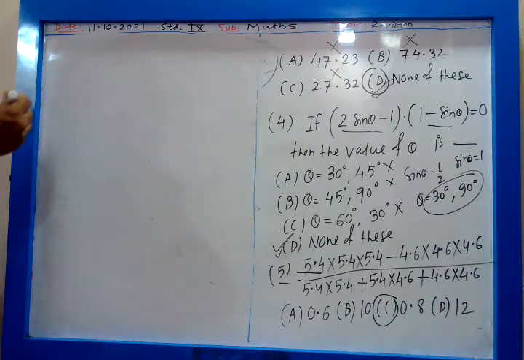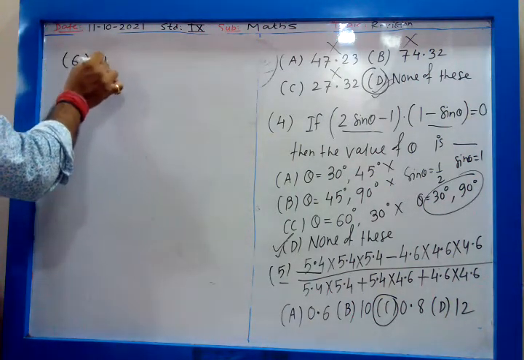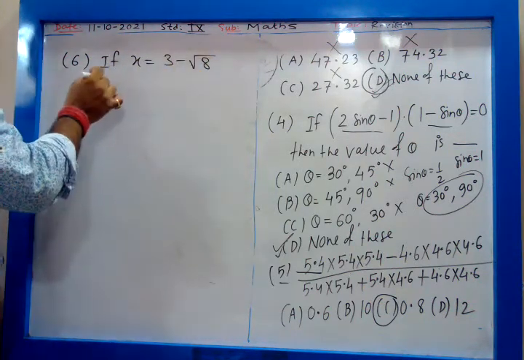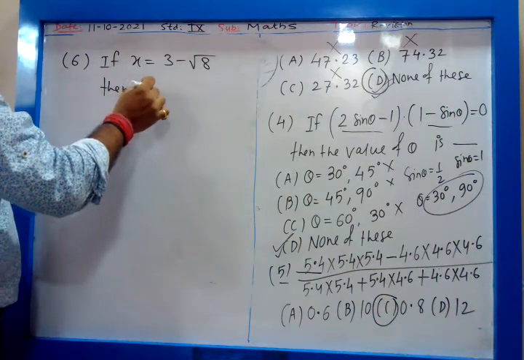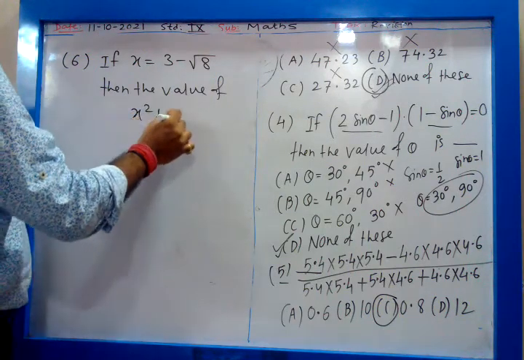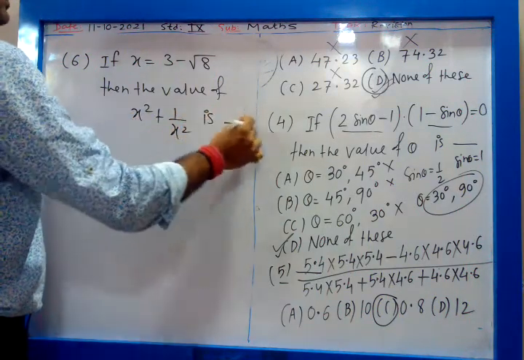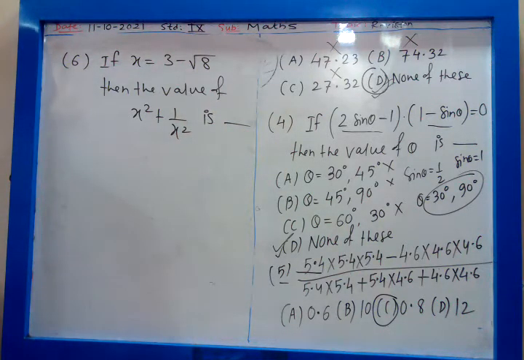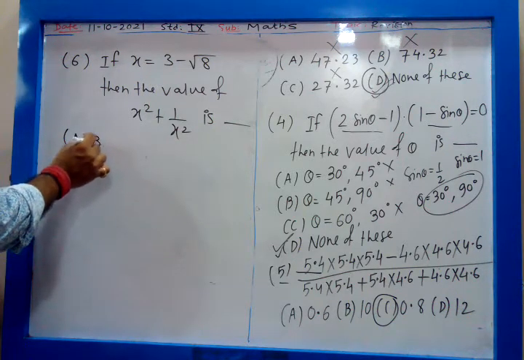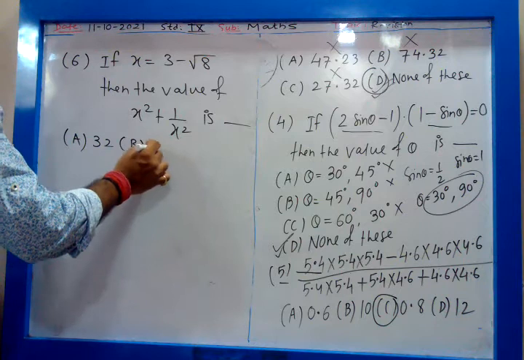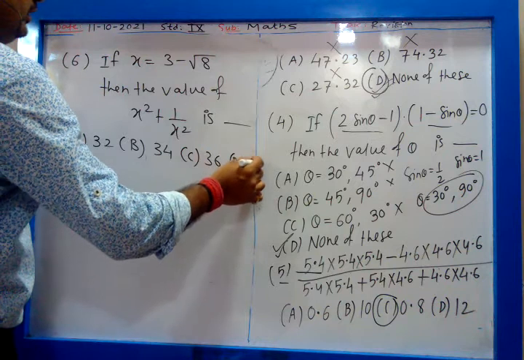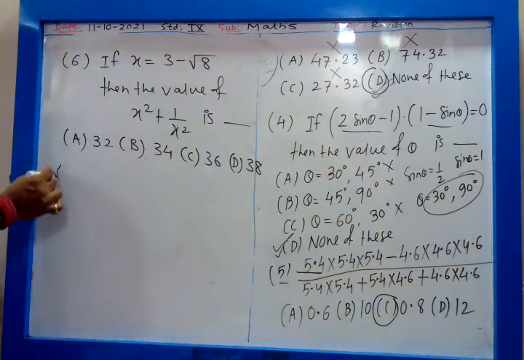Chalo, do it. Sixth question. If x is 3 minus root 8, then the value of x square plus 1 upon x square is: option A 32, B 34, C 36, D 38. Okay?